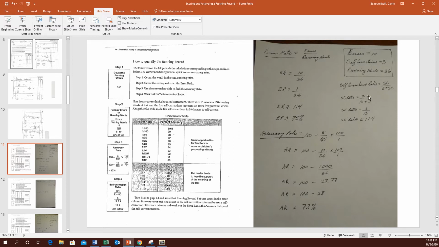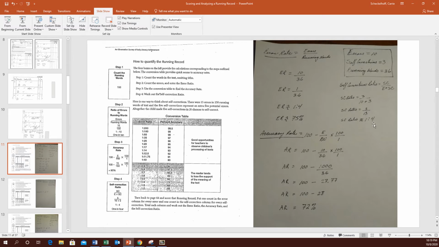The self-corrections were 3. The errors were 10. So we've got 10 plus the 3 self-corrections there. Makes it 3 over 13. And I'm going to reduce that by saying 3 goes into 3 once. And 3 goes into 13 about 4 times. 4 times 3 would be 12, and I'm really close to 13. So the self-correction rate is just about 1 to 4.